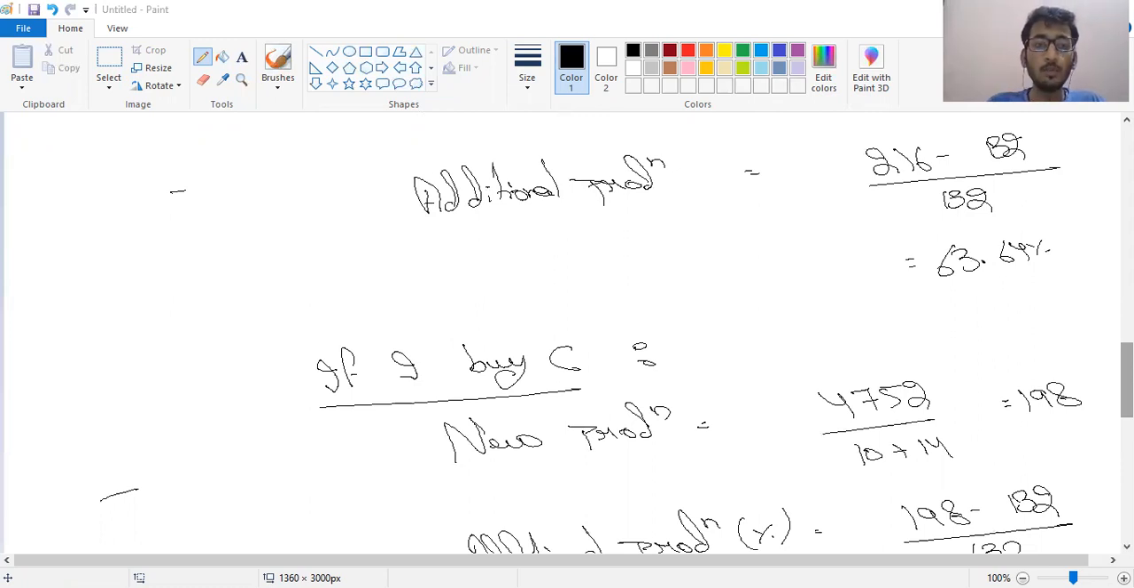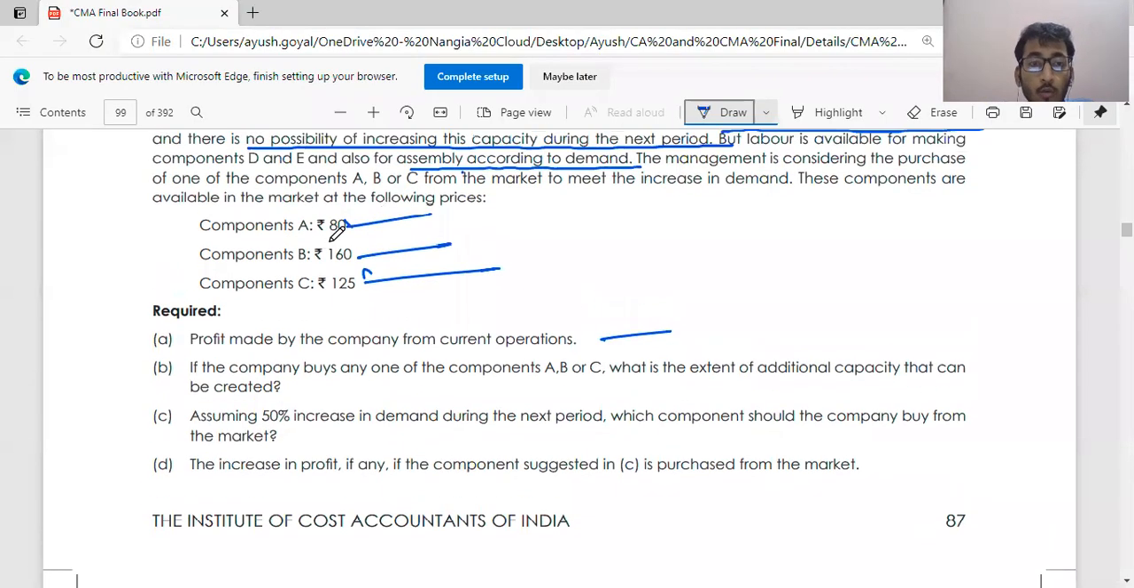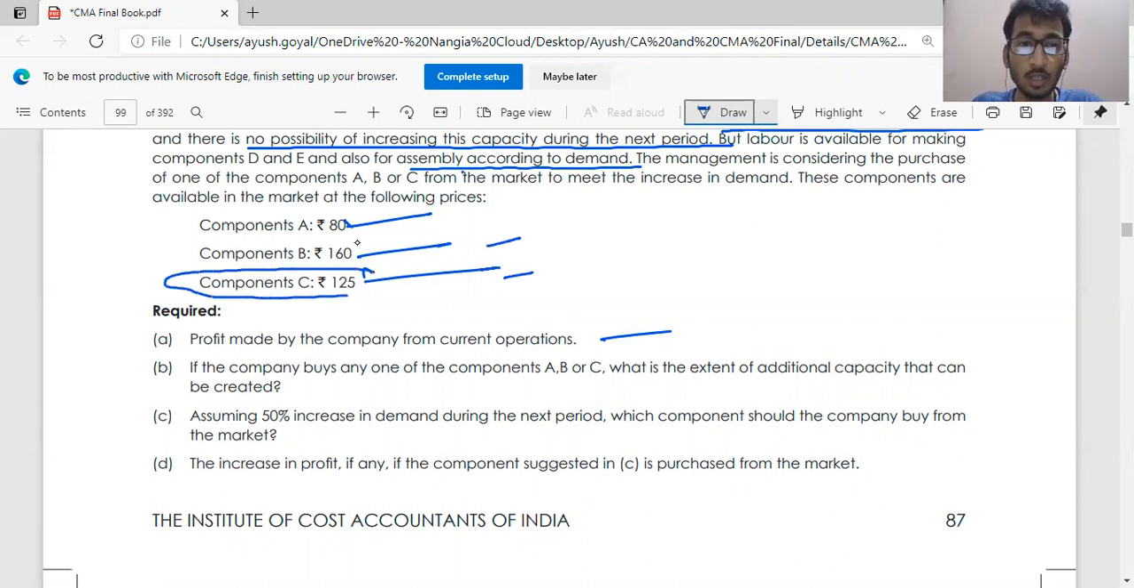So you see, the cost of buying A is 80, the cost of buying B is 160, the cost of buying C is 125. Now, out of B and C, buying which product would be cheaper? You can simply say that buying C would be cheaper, because you are spending less if you buy C.